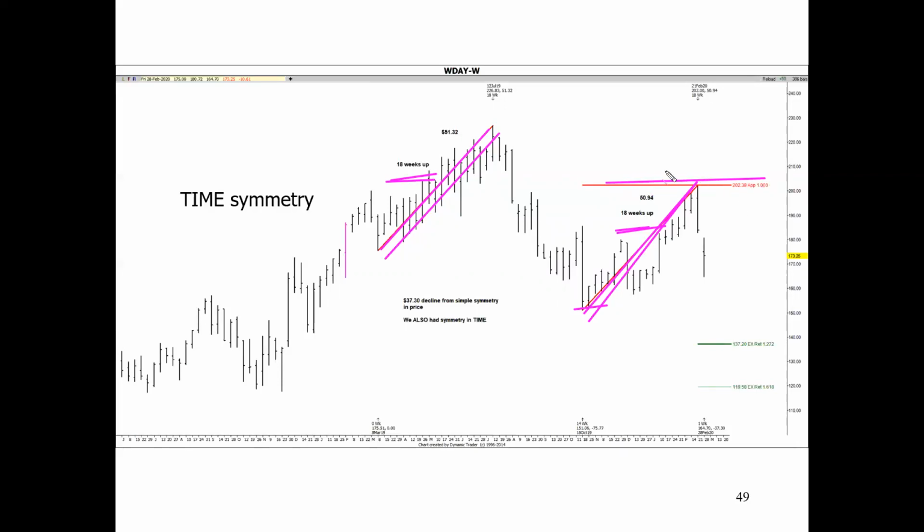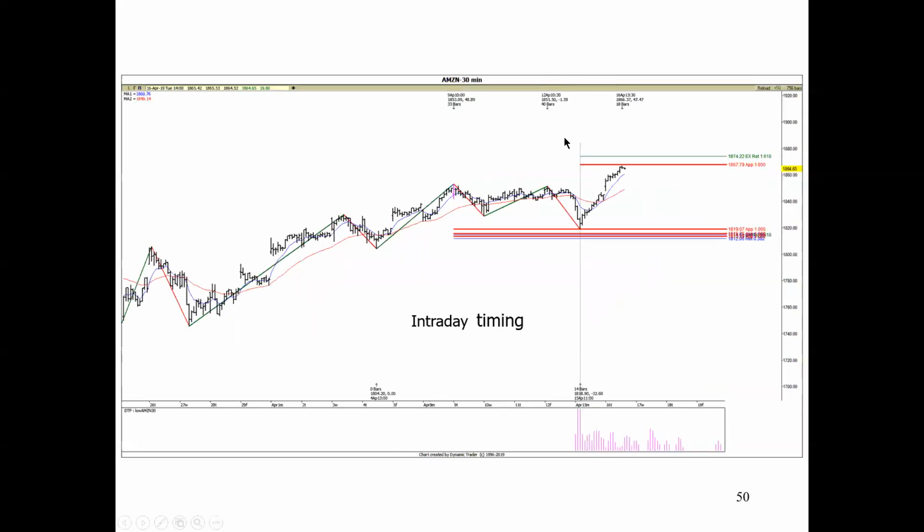202.38 was the projection from this low to high, projected from here, and you basically had time and price come together at the same time. And at the time that I took the snapshot, it was already down $37 from a simple symmetry setup.